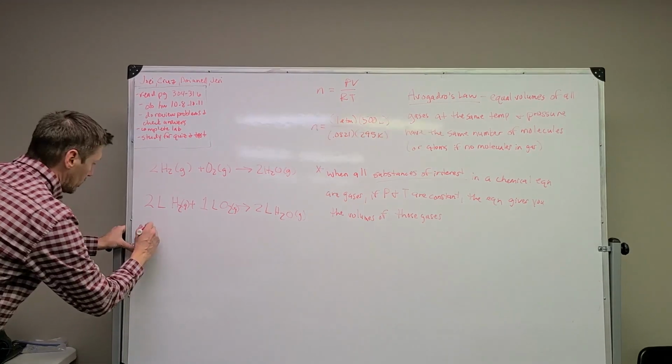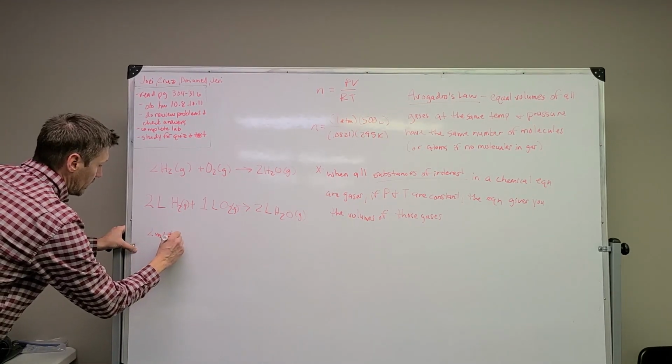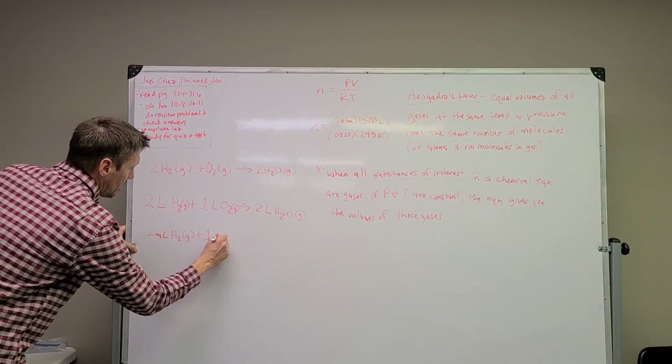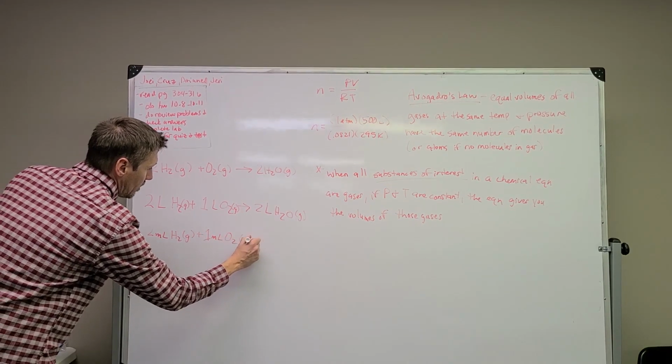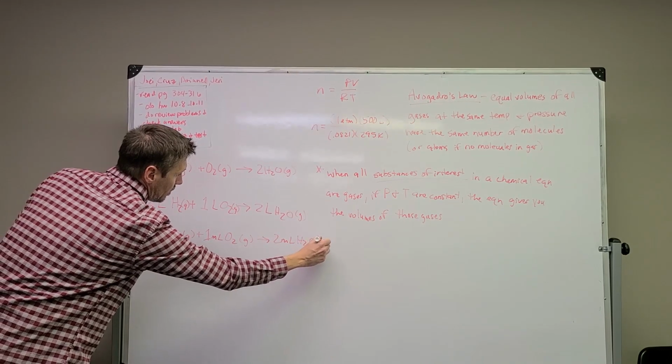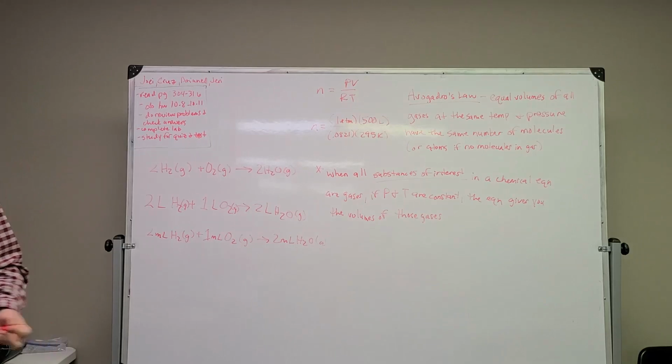You could change it to milliliters. You could say 2 milliliters of H2 gas plus 1 milliliter of oxygen gas will yield 2 milliliters of H2O gas. So that's pretty cool. For gases only, the chemical equation not only tells you the relationship between the moles, but it also tells you the volumetric relationships between the gases in the chemical equation.